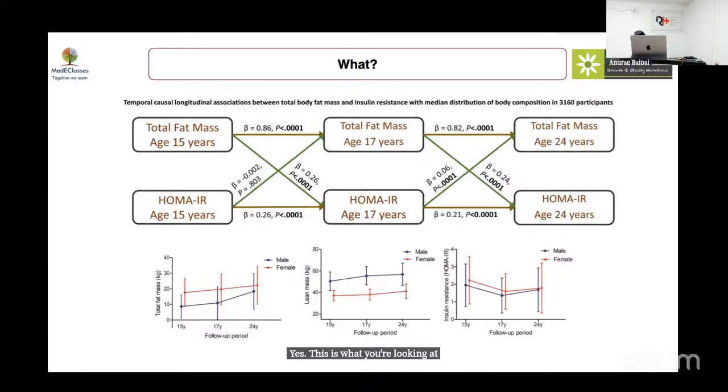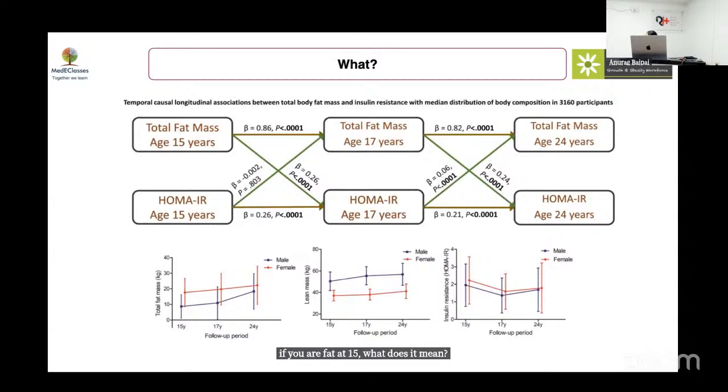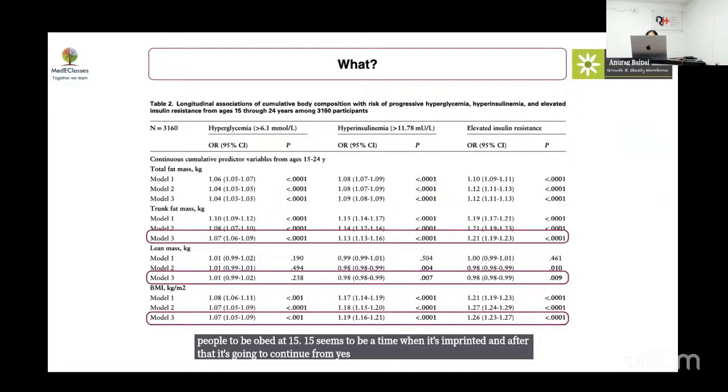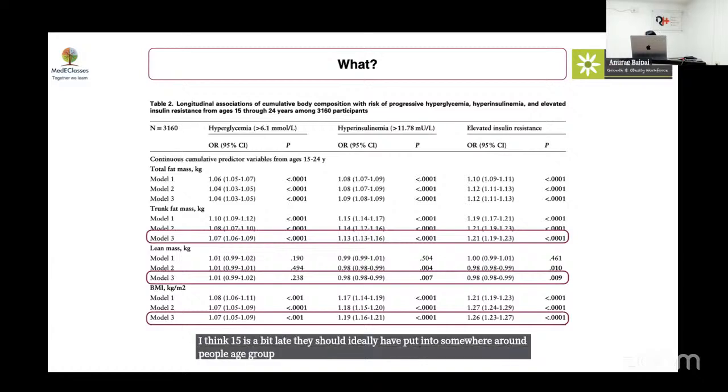So basically, if you summarize in one thing, if you are fat at 15, it means that your risk of being fat at 24 is higher and your risk of insulin resistance at 24 is also higher. I think the most important thing is that you don't want people to be obese at 15. 15 seems to be a time when it's been imprinted, and after that it's going to continue from there. And they don't have the earlier levels, because I think 15 is a bit late. They should ideally have looked at the pre-pubertal age group and then maybe mid-puberty, because 15 is mostly post-puberty. So in that scenario, you will have confusion.